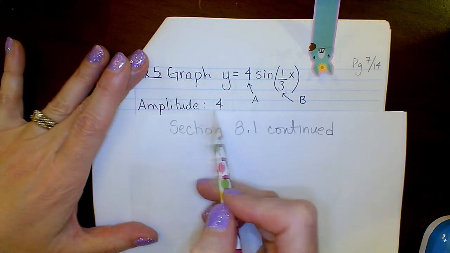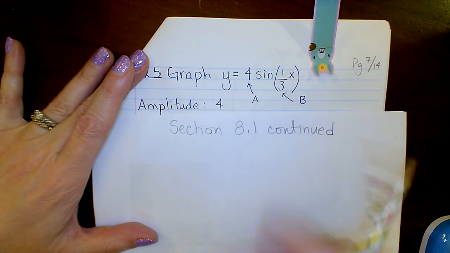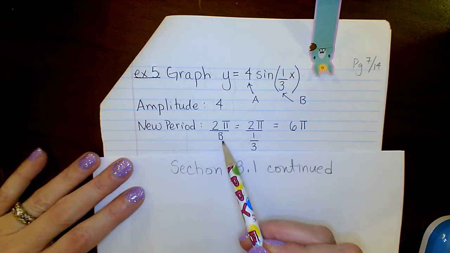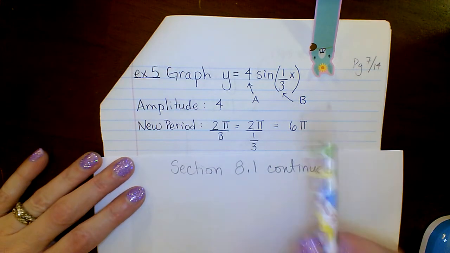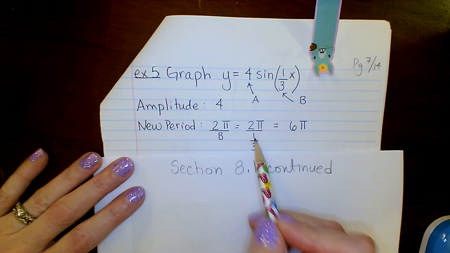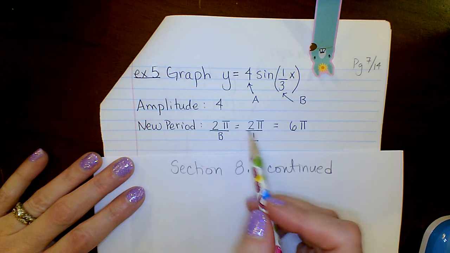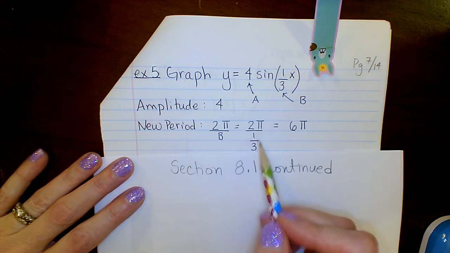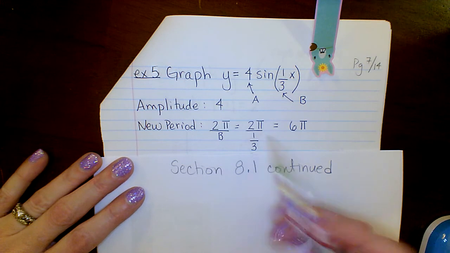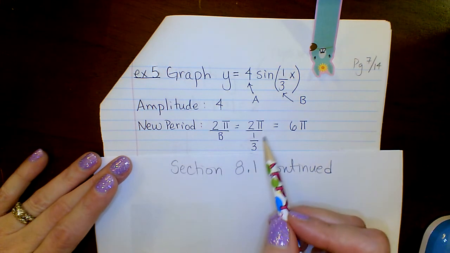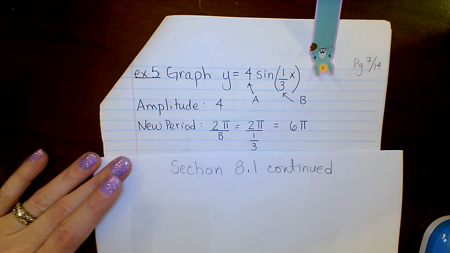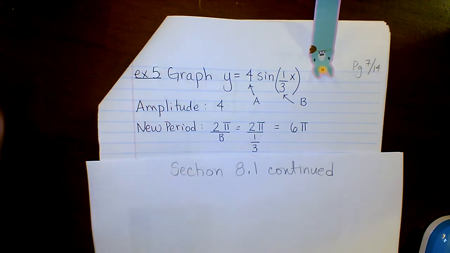So my amplitude now is 4. You know, the normal is 1. The new period we find by using the formula 2 pi over b, because the original one was 2 pi, and we're going to divide it by this number b. So it's 2 pi divided by 1/3. Now don't write 2 pi over 3. That would be divided by 3. We're dividing it by 1/3. And remember, when you divide by a fraction, it's the same as multiplying by its reciprocal. So if you multiply 2 by 3 over 1, you get 6. And pi's along for the ride. So I have a new period of 6 pi.